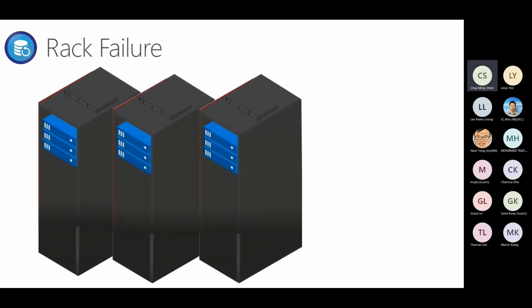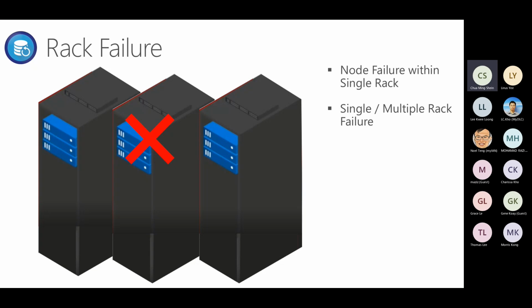Then we have the scenario like this, rack failure. In the data center, especially as what we know now, cloud is actually built of a lot of racks. Each rack has a lot of servers inside. For example, one of the entire racks fails due to the power or due to the network. So how can you fail over those VMs to the remaining rack? So examples of this kind of failure are node failure within a single rack, or multiple rack failure.